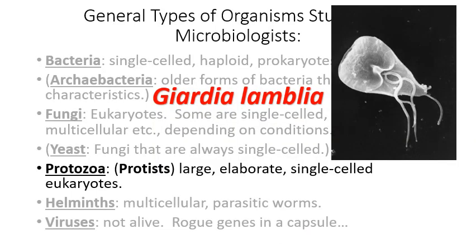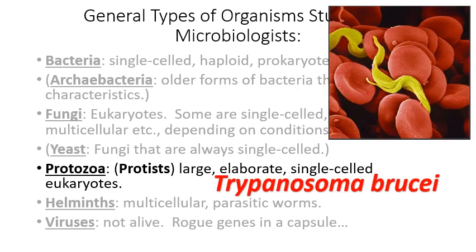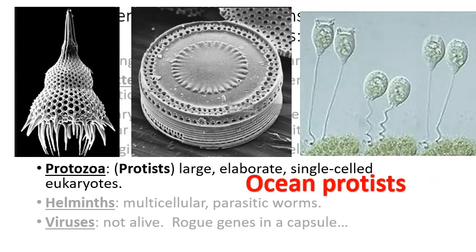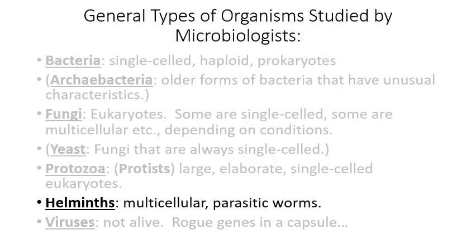Okay, here's a protozoa, Giardia lamblia. This is a scanning electron microscope image of it. Here's another one, Trypanosoma brucei, which causes a disease called sleeping sickness. These are beautiful ocean protists, which do not swim around, so we can't call them protozoa. One of them is called a radiolarian. The other one is called a diatom. We'll talk about those when we get to it.